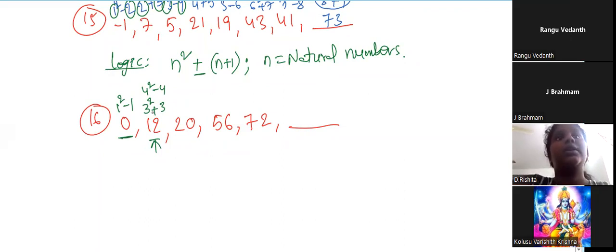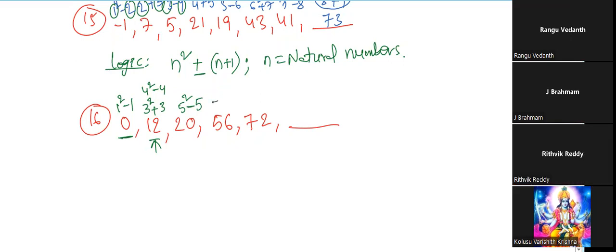After 1 and 3, why don't we try with 5? Sir, 5 square is 25, but it is 5 square minus 5. Maybe 5 square minus 5. After 1, 3, 5, these are consecutive prime numbers.